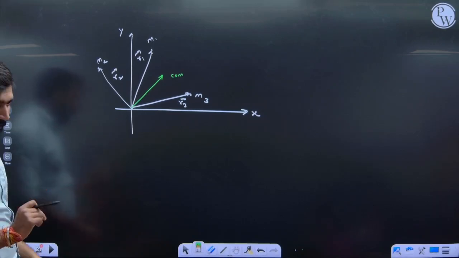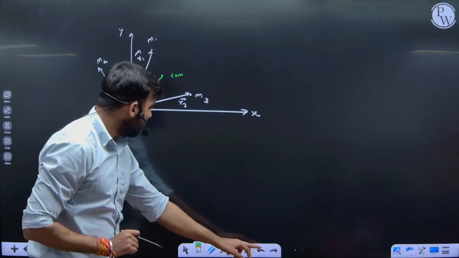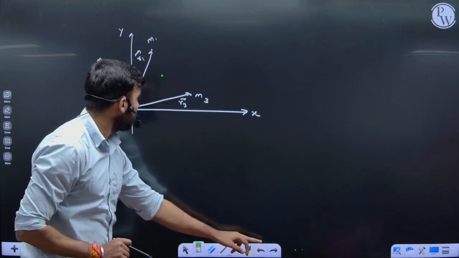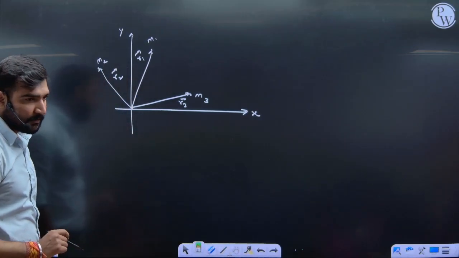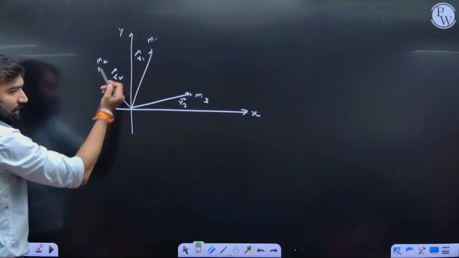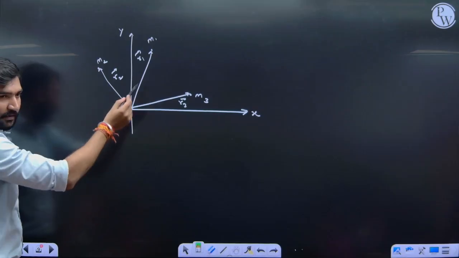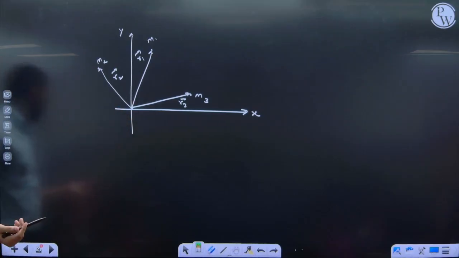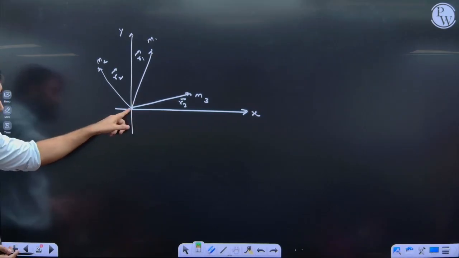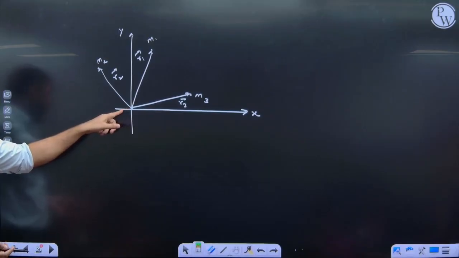With respect to center of mass, yes? If I directly ask you to tell me the summation of mass moment, what will you say? Sir, m1 r1 plus m2 r2 plus m3 r3. This is the summation of mass moment with respect to origin. Yes or no? With respect to origin.